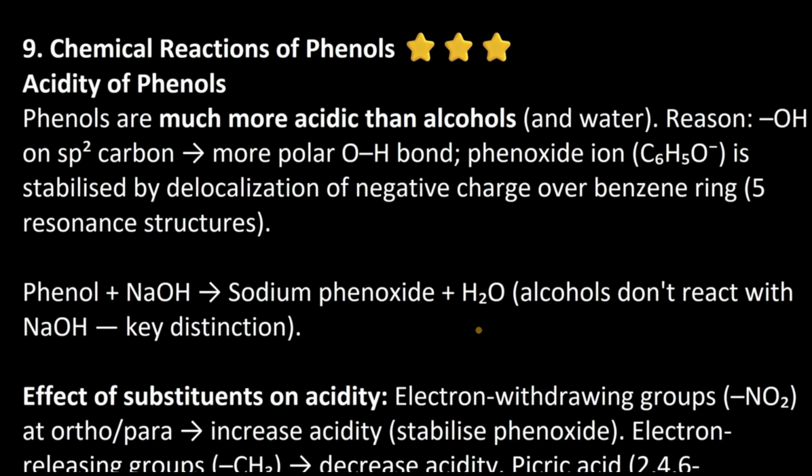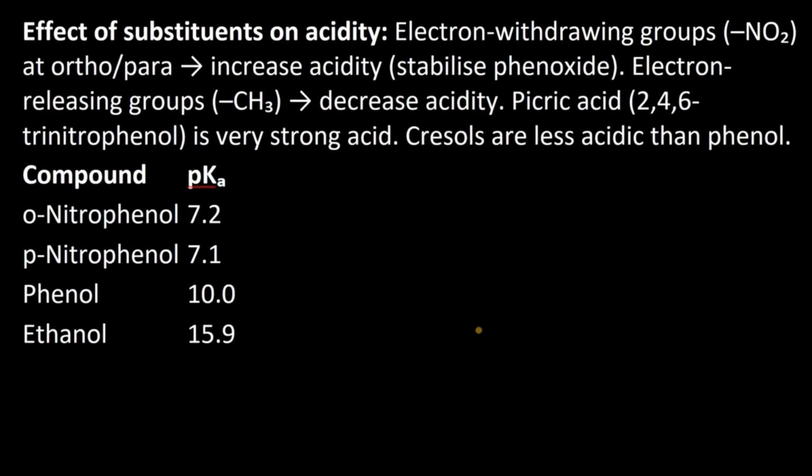Then chemical reactions of phenols. First, acidity: phenol is much more acidic than the alcohols, right? So with bases it will form a phenoxide ion with water. Then the effect of substituents on acidity: an electron withdrawing group present over there will lead to ortho and para positions. So nitration, sulfonation, all those lead to ortho and para positions only. So 2,4,6-trinitrophenol, that is a very strong acid which is called picric acid.